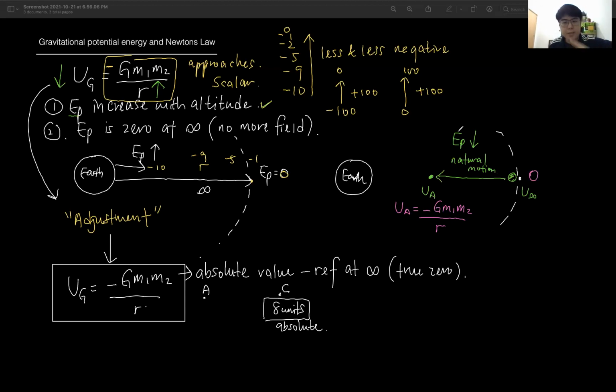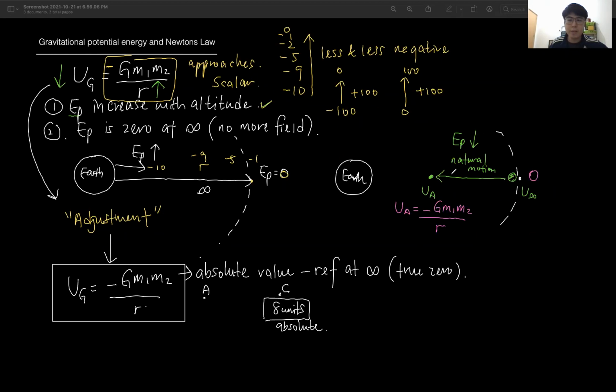That also means any point inside the field has negative gravitational potential energy. If you have a graph of potential energy, you'll see that all the values are in the negative, because my 0 point is outside over here.